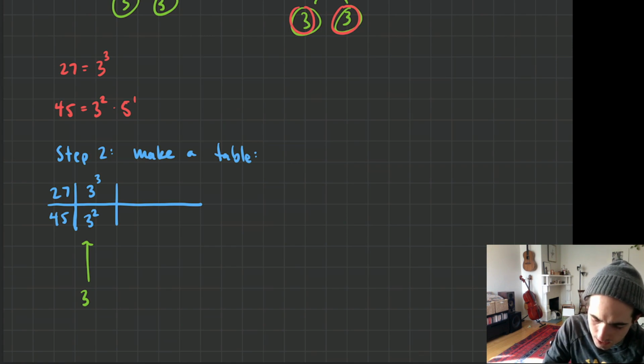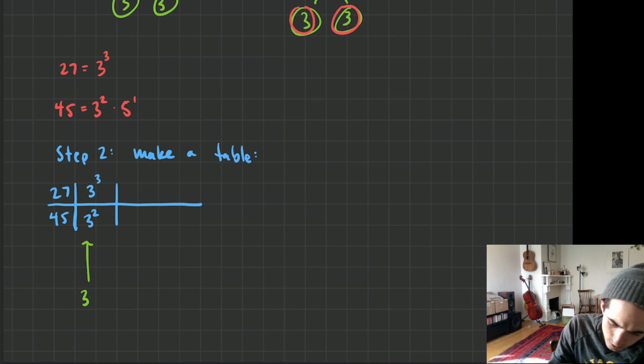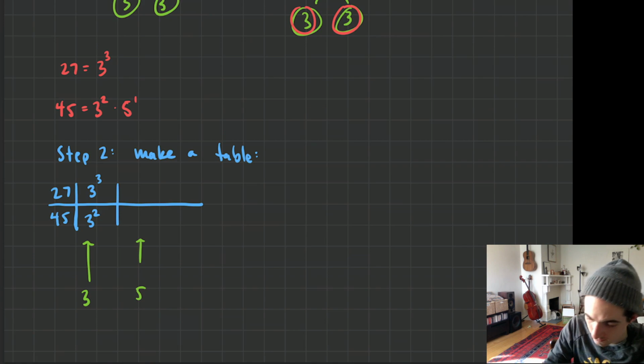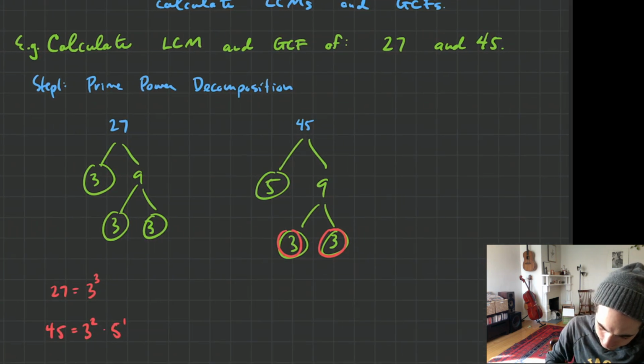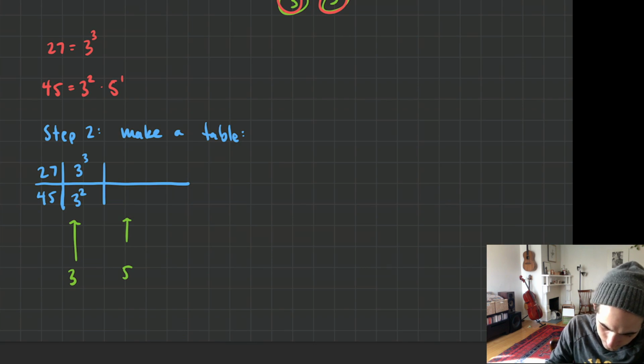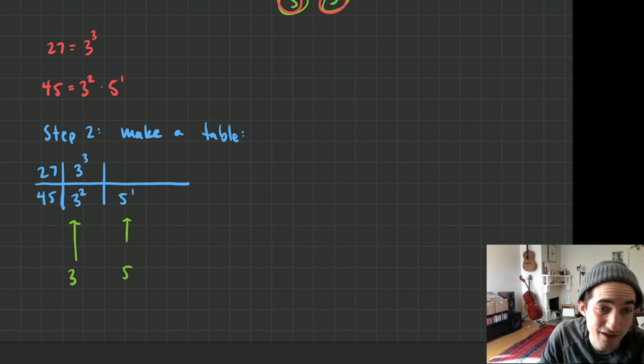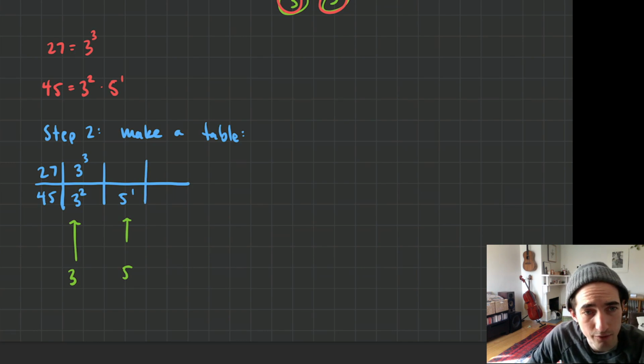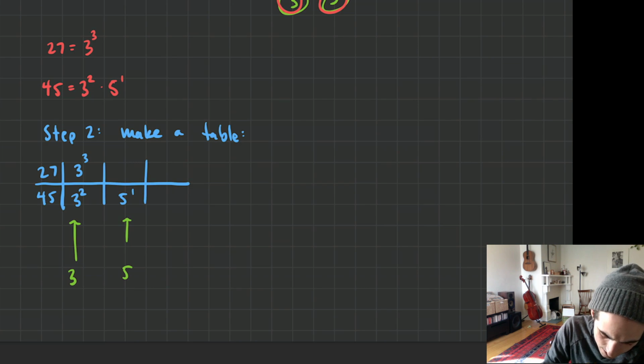Now, the next column over, the only other prime number that we have to deal with is 5. So I've got 5 over here. I'm going to write 5 to the power of 1. And the other one, I don't have any 5s. There's a few things you could do. If you want, you could leave it blank. That's perfectly fine. I prefer to think, okay, I have 0 5s. So I've got 5 to the power of 0.